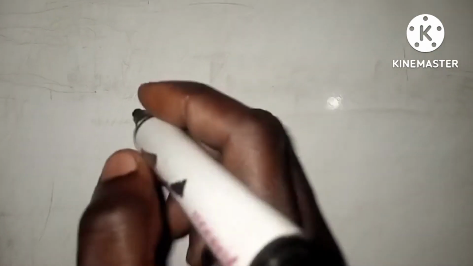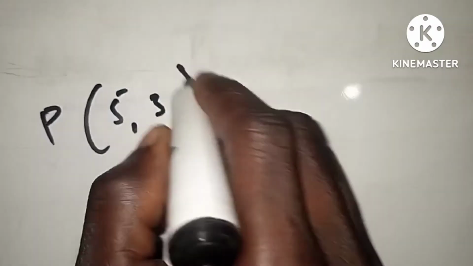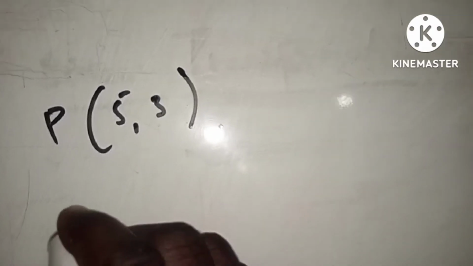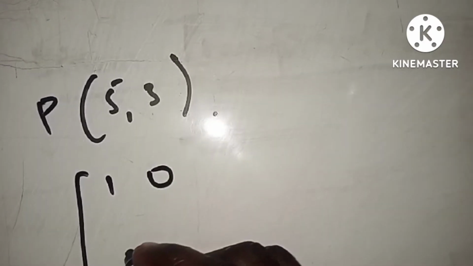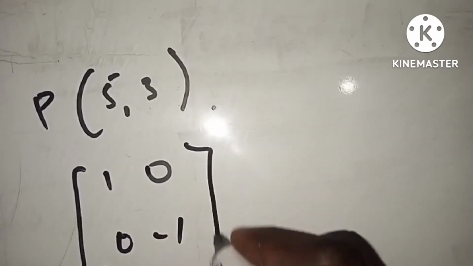The question says you should find the image of a point. This is the point, right? So we are calling the point here P, and that is (5,3), right? Under the linear transformation, so this is the matrix, 1 0 and then 0 -4, right?